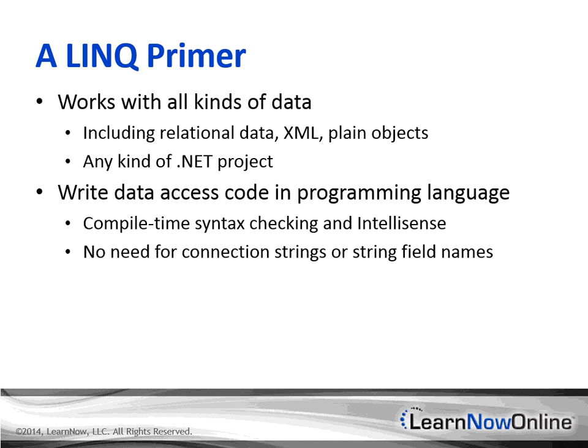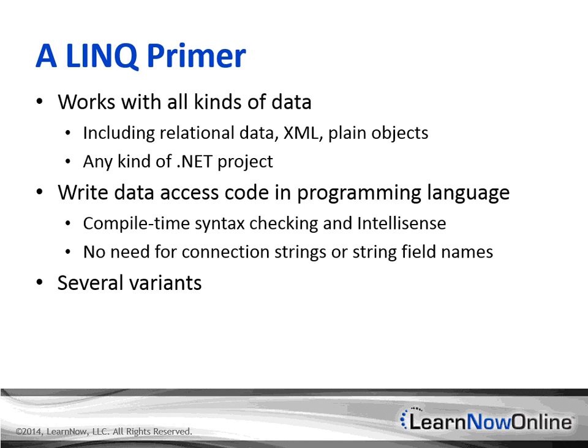There's no need to provide connection strings or field names as strings, both of which make it impossible to verify your code at compile time. Instead, LINQ provides these items as part of the language. The LINQ data access code is abstracted from the underlying data, so you can use a consistent syntax across various data sources and can join data from different sources.